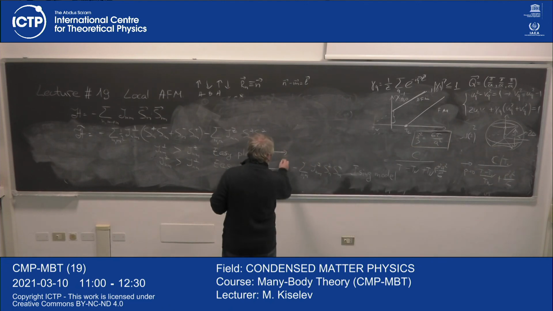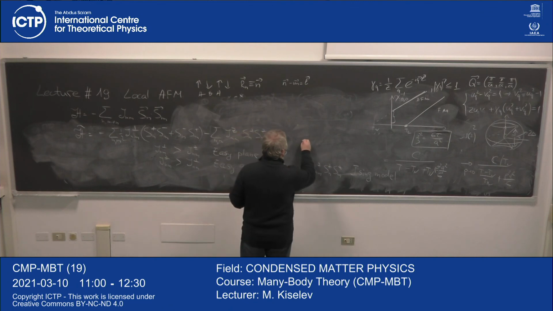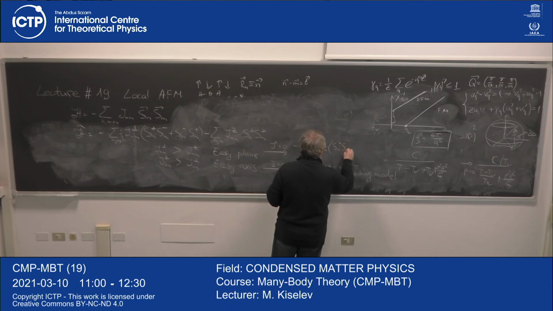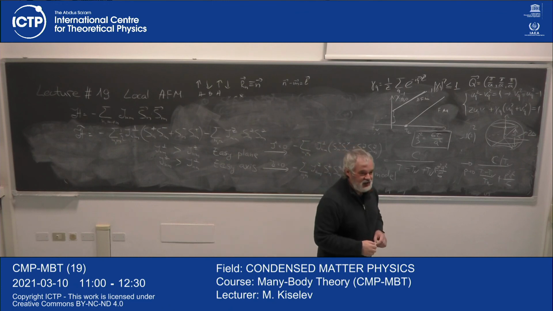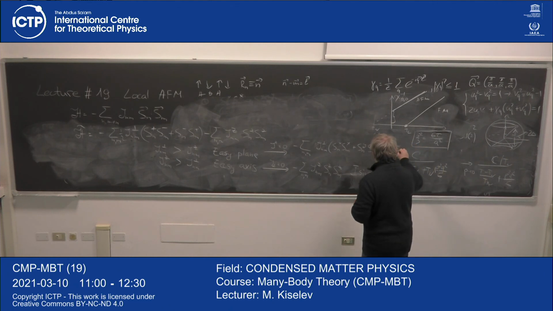The limit, so this is J perpendicular equal to 0. Now let's take the opposite limit, g^z equal to 0. Then we have the model minus the sum over n, m of J perpendicular, S_n^x S_m^x plus S_n^y S_m^y. This is yet another interesting model, which is called the XY model.